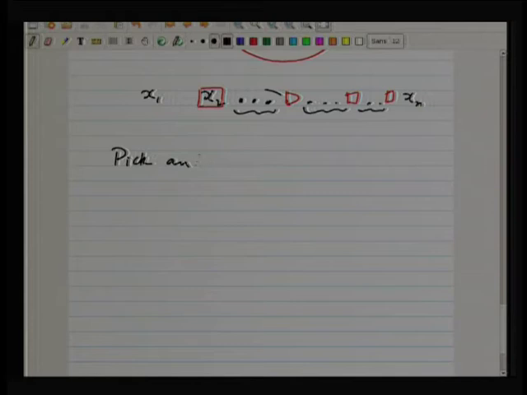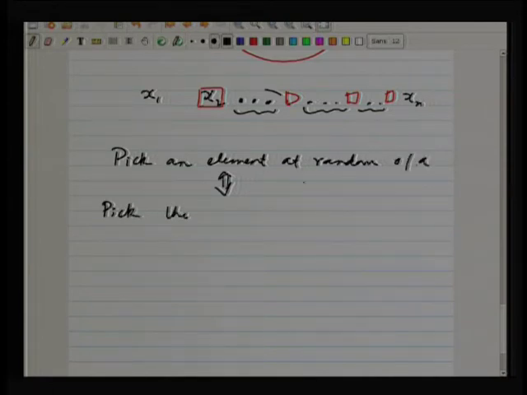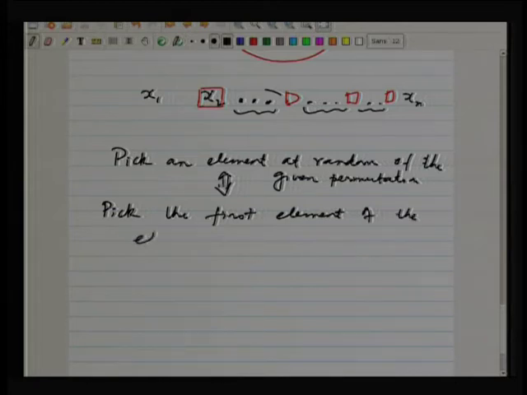So, in these two situations, picking a pivot at random now becomes the same as picking an element at random of the given permutation, and picking the first element of the elements permuted randomly. So, they have become equivalent.